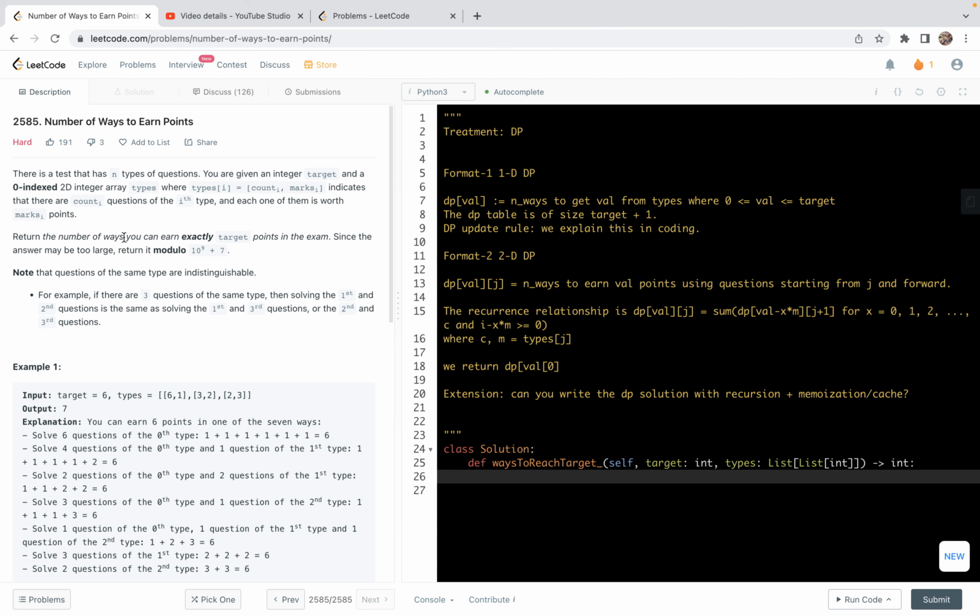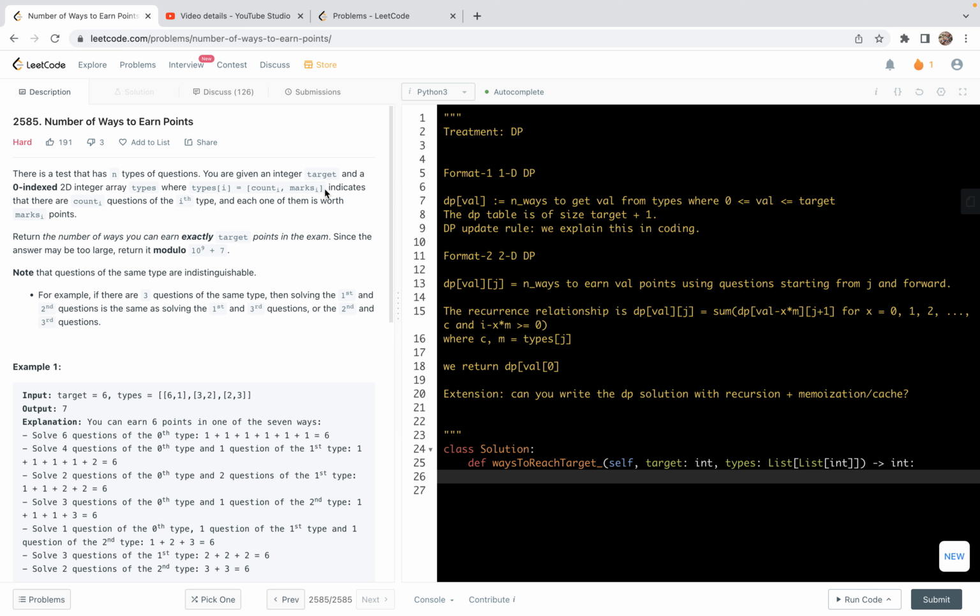Let's have a look at problem 2585, number of ways to earn points. In this video, we're going to share a treatment based on dynamic programming. So we are going to share two formats of solutions. One is in 1D DP and the other is in 2D DP. For sure, this kind of problem can also be solved using recursion with memoization or cache.